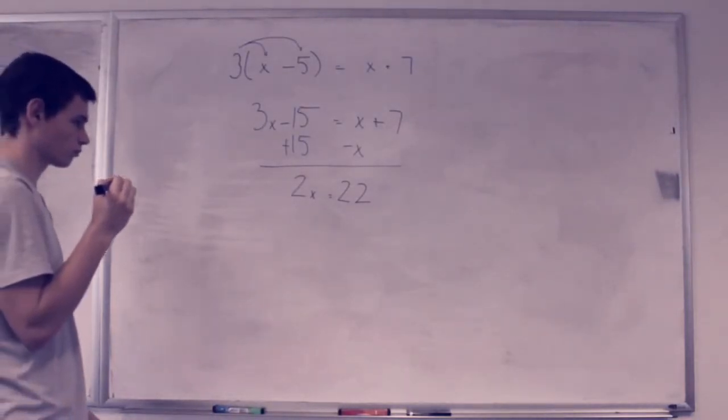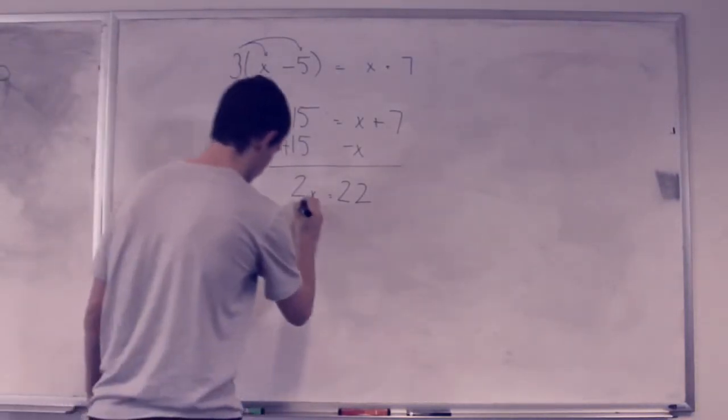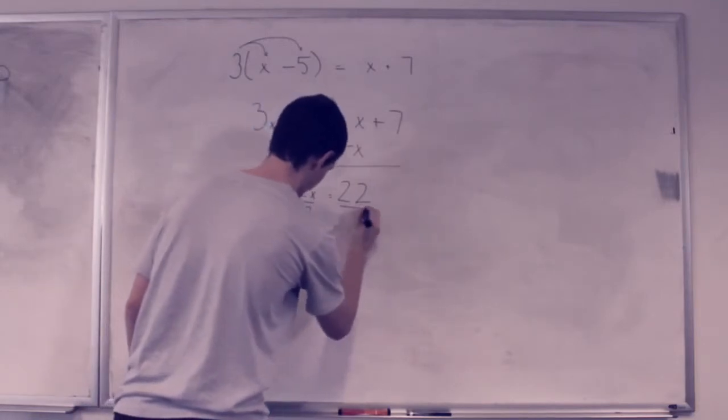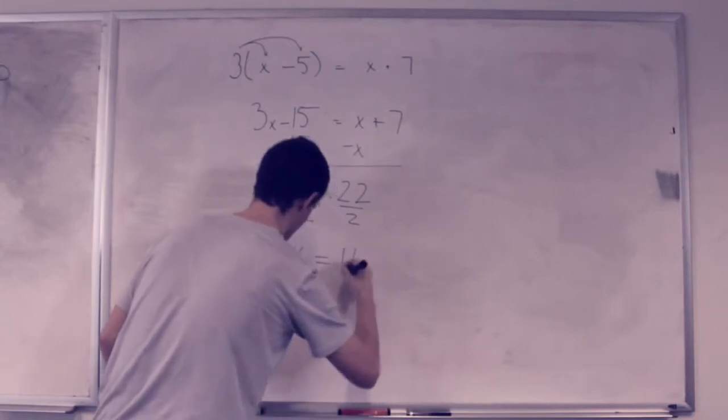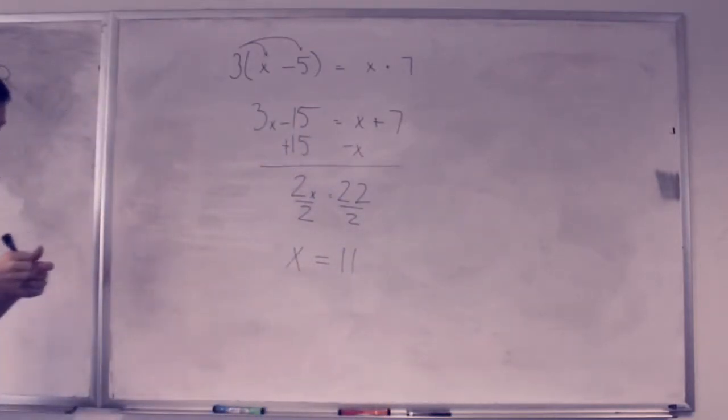The final step in solving this equation is to divide both sides by 2, giving you the answer x equals 11.